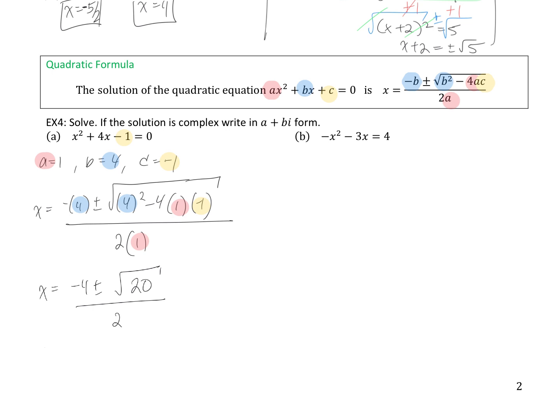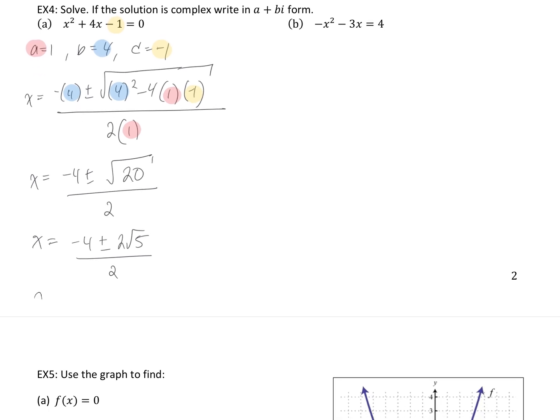And then simplifying that, we get x equals negative 4 plus or minus the square root of 20. We can simplify that to 2 root 5 over 2. And then we can go ahead and factor out a 2 from the top. So that'll be 2 times negative 2 plus or minus root 5 over 2. And then those 2's cancel. And so my answer is x equals negative 2 plus or minus the root of 5. And we're done.